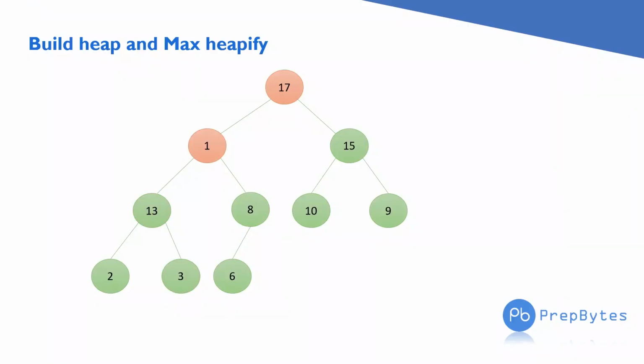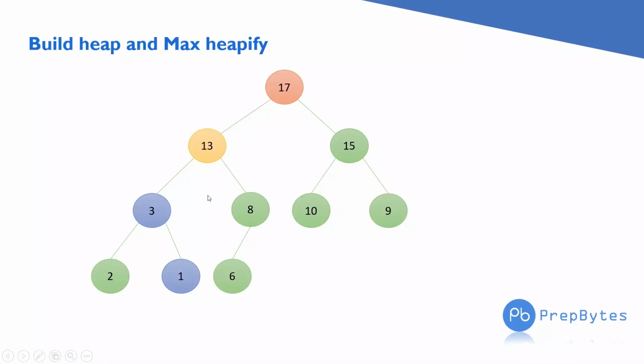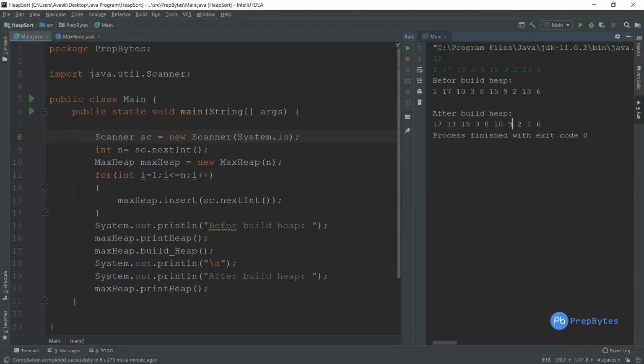So let's see, this is the heapification process. We have seen the first is 17, then 13, then 15, then 3, 8, 10, 9, 2, 1, 6. So this is correct, and our code is correct.